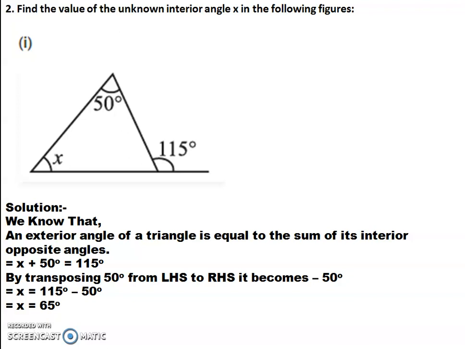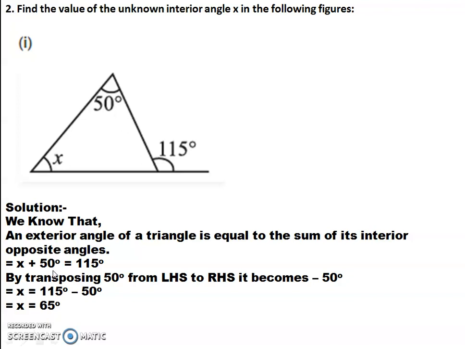Students, what is the difference between the previous question and this one? Here what is unknown? One of the interior opposite angles is unknown. So, the exterior angle is given and one of the interior opposite angles is given. So, how will you find? It should be 115 minus 50 degrees. So, when will you do subtraction?